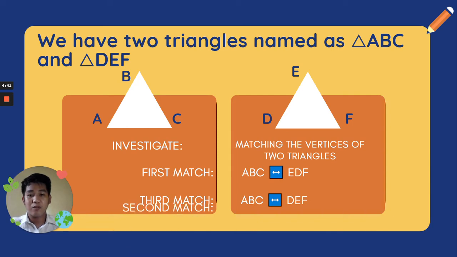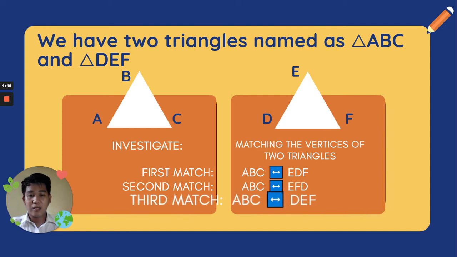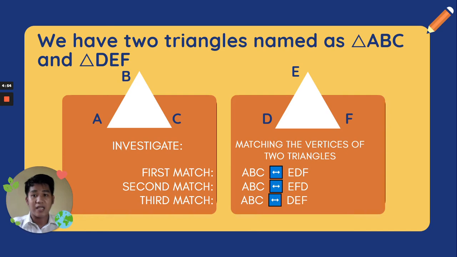Okay, that is the first match. So we have the second match, which will be triangle ABC corresponds to triangle EFD, meaning A corresponds to E, then B corresponds to F this time, and C corresponds to D. And lastly, triangle ABC corresponds to DEF. A corresponds to D. This is the symbol of correspondence, that double-headed arrow. Okay? Then B corresponds to E, C corresponds to F.